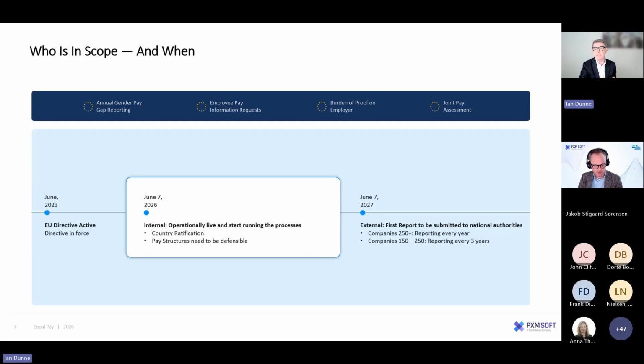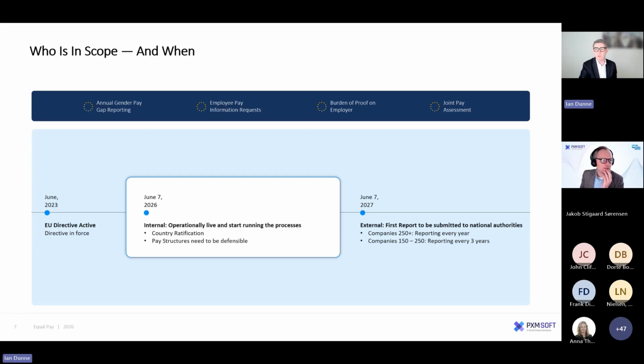So that's when you need to have live data and processes running internally. The pay structures need to be defensible. Employee request workflows need to be in place. So this is not the reporting deadline. This is the readiness deadline.